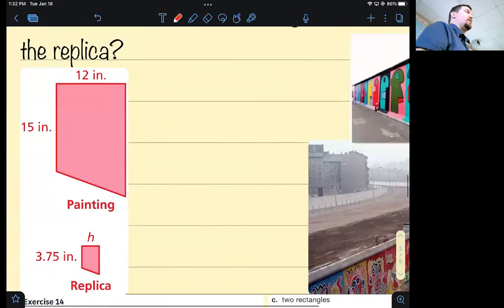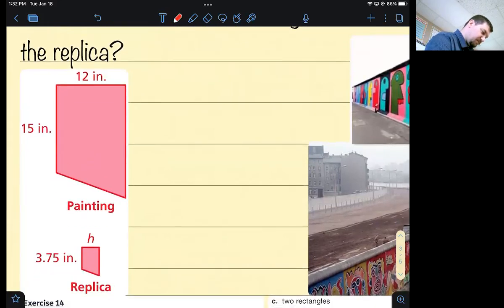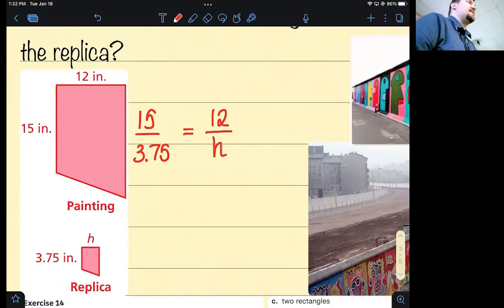Okay, so it's basically just what we were doing before. Deegan, what's a proportion that you would write without Maddox's help for this problem? Okay, good job. Now, we're using decimals here, probably going to want our calculator. Deegan, what do you get when you cross multiply the, I'll do the 15 times H part. You do the 3.75 times 12.